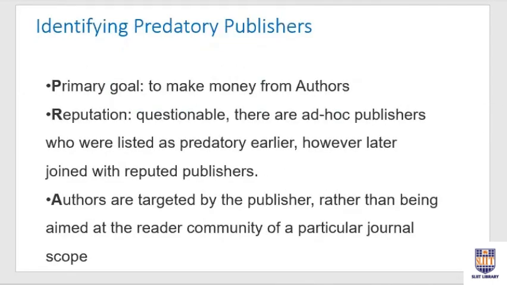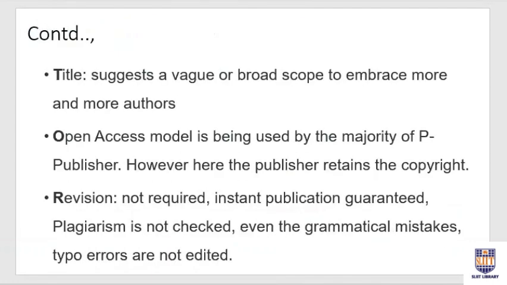So there are few indicators given here to understand their predatory nature: their primary goal, their reputation. Their authors are targeted by the publisher, not the users, not the readers. Authors are targeted because they are going behind the authors, right? And the titles are vague but broad in scope. It is not specific at all. When we are looking for a title, that's why it is very important to understand your own area of interest and select the correct title.